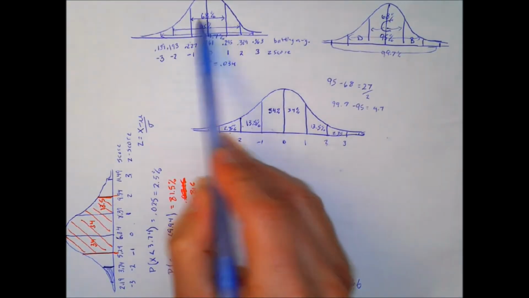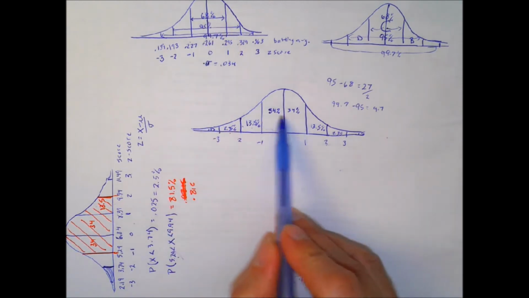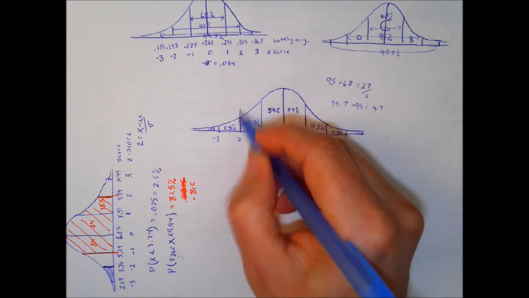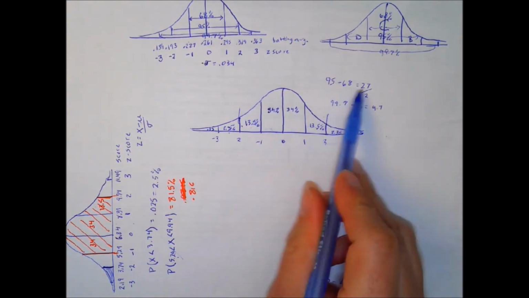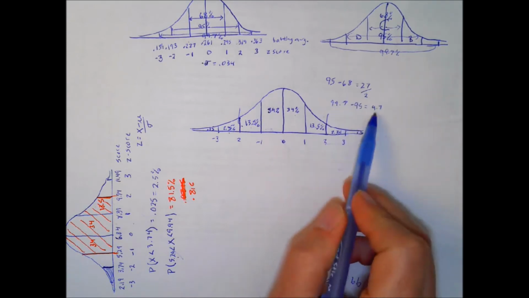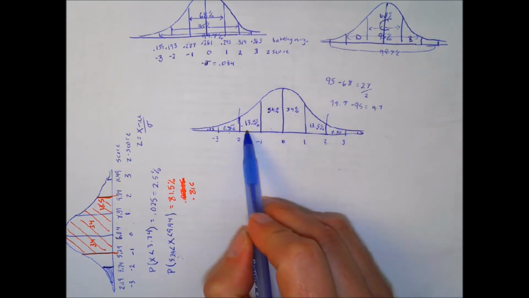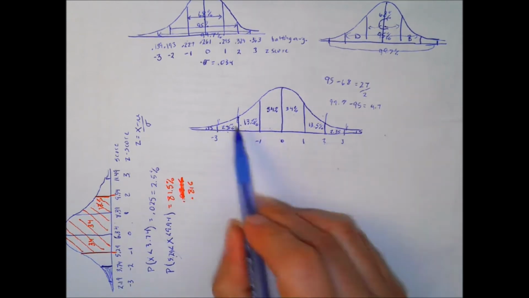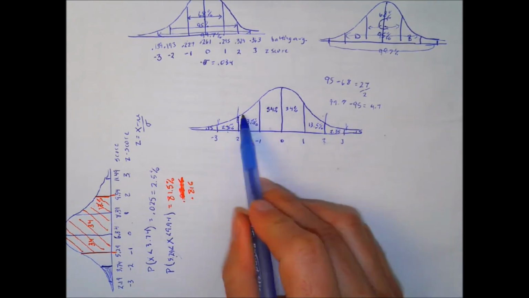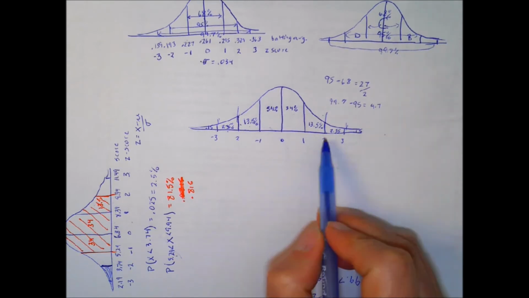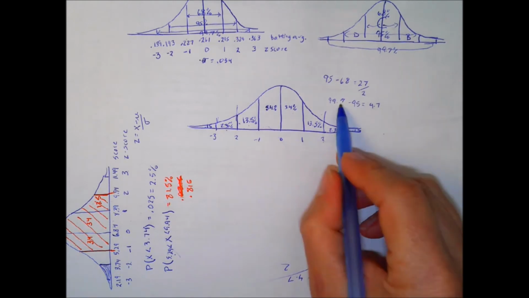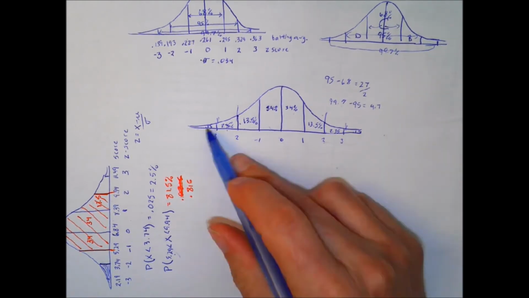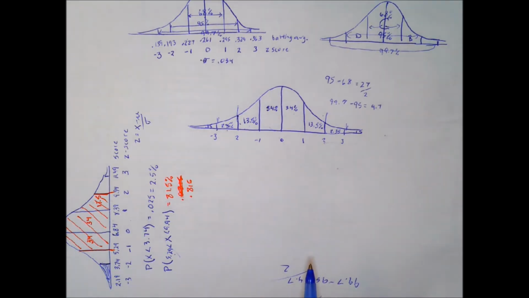If it's 68 in two sections, divided by 2 would be 34 each. From here to here is 95. 95 minus this middle part, 68, gives you 27, divided by 2 gives you 13.5 for each one. And from here to here, 99.7 minus the 95 in the middle, divided by 2 gives you 2.35 for each of those. And then if it's 99.7, you know there's another 0.3% out here, divided by 2 gives you 0.15% on each side. Okay, so we talked about those distributions there.